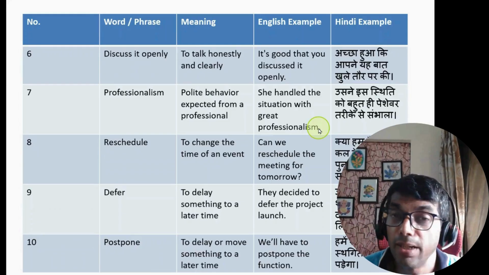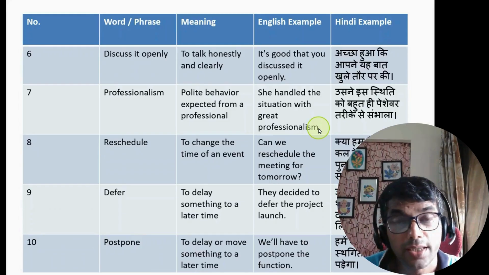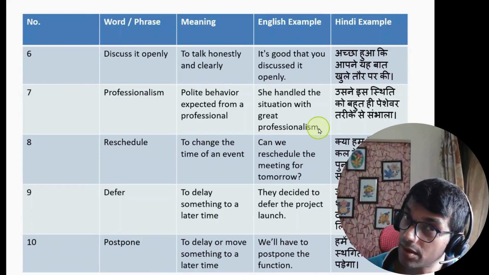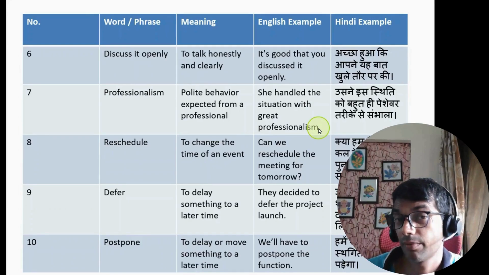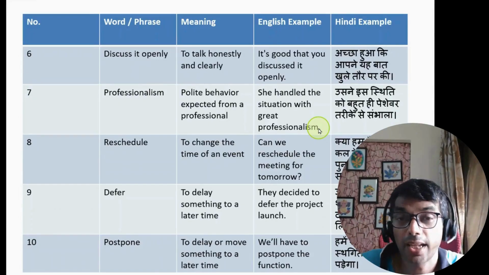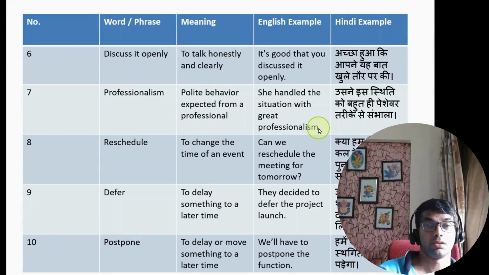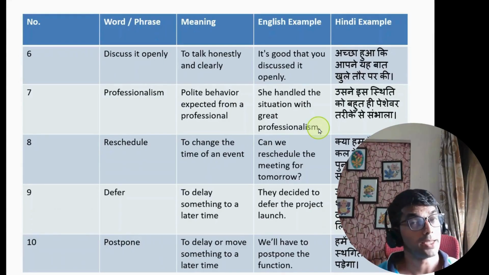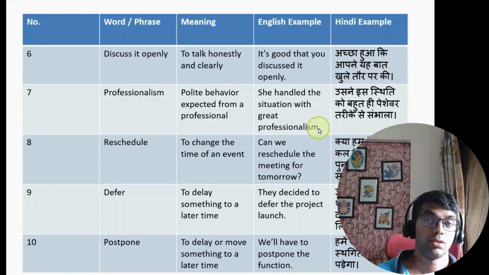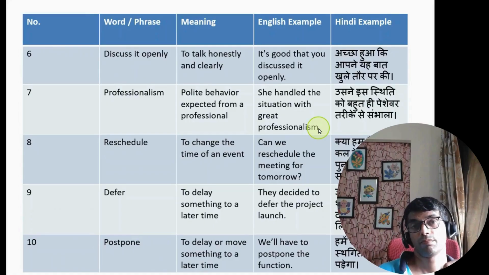In a meeting, two people disagree with each other, and they are on the brink of having a fight. So what does the manager do? The manager gives a third solution, which both of them agree to. So in that situation, you can say the manager handled the situation with great professionalism. Okay.